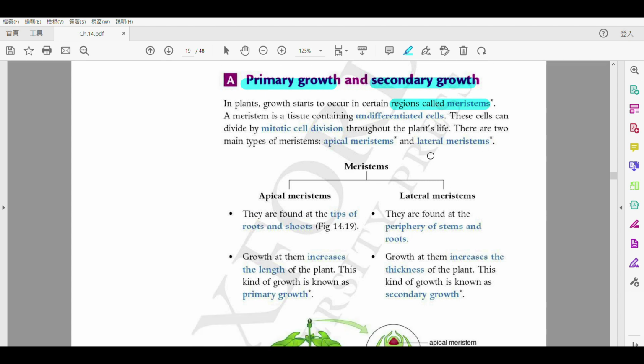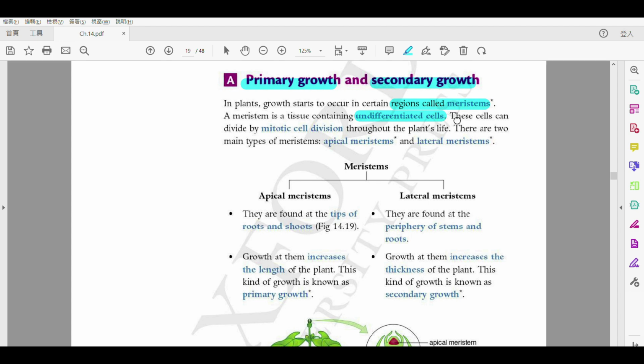So this meristem has a lot of undifferentiated cells. You have seen this similar word when we talk about cell differentiation. So what does it mean by cell differentiation? That means the cells will become different types of cells. So undifferentiated cells are just like stem cells. They can become any type of cells. Okay? So now we're going to talk about these cells.